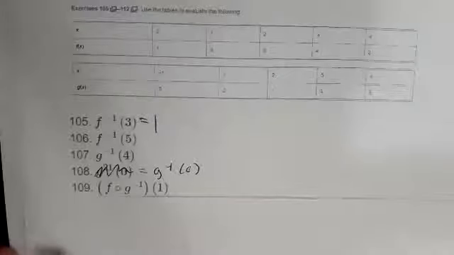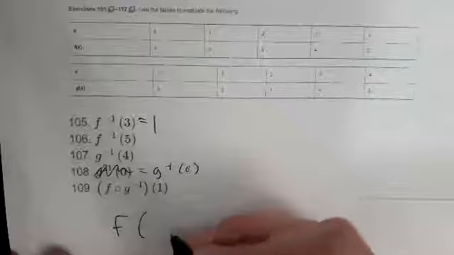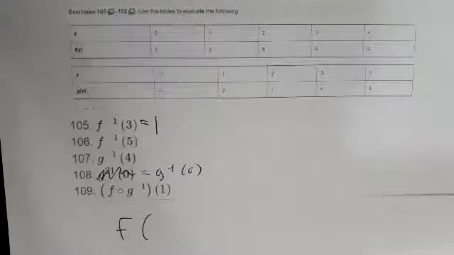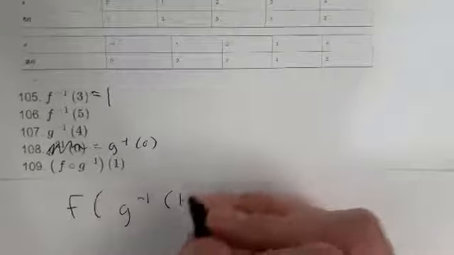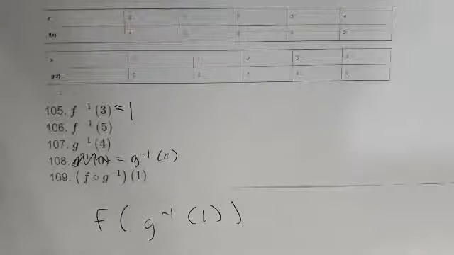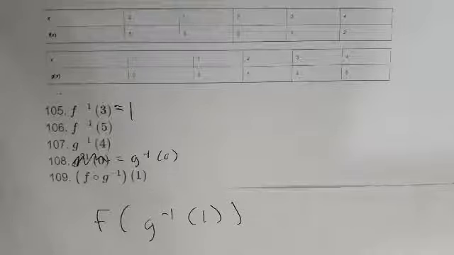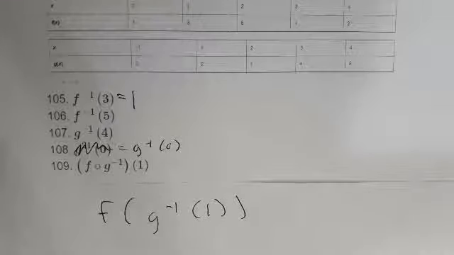I want you to find the next one, and the next one, and the next one, and we're going to do 109 as well. So for 109, I wouldn't write it like this. I would write it out with this definition. So hopefully you remember the definition. f of g inverse of 1 is f of g inverse of 1. That's coming back from previous things. All right, so what do we got? 1, 2, 3, 4 of them to do. I'll give you all a minute just to think about this.